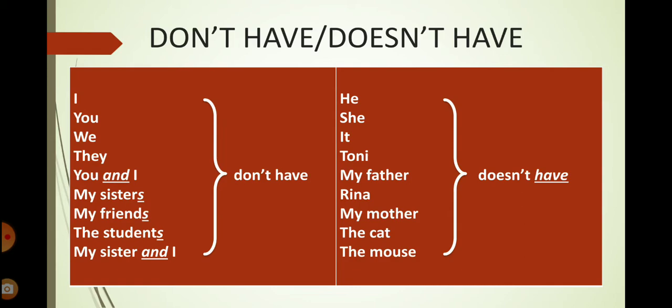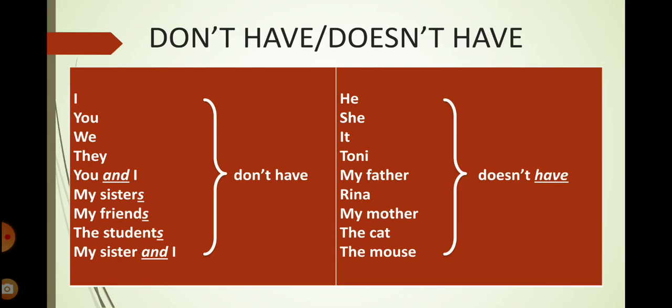The students don't have bad score. My sister and I don't have a new laptop. Get it? Okay. For the positive one, I have. And then for the negative one, I don't have. For the positive one, you have. For the negative one, you don't have. Get it? Okay, how about he, she, it, Tony, my father, Rina, my mother, the cat, the mouse?